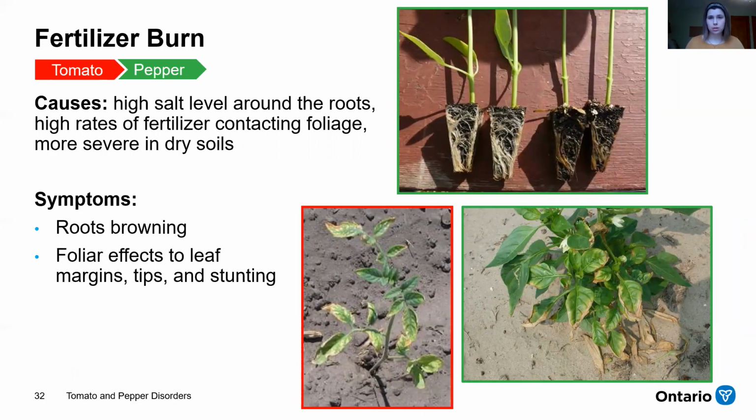So next we have fertilizer burn. When salt levels are too high around the roots, salt injury or fertilizer burn can occur. And high rates of fertilizer contacting the foliage can also cause burn, and is especially more severe in dry soils since they lack the moisture to dilute those salts. Early in the season, browning roots are seen, as indicated in the top right photo, the two seedlings on the right showing that brown root. Leaf scorch is also a common symptom. So foliar effects will occur on the leaf margins and tips, and cause wilting and stunt the growth of the plant.